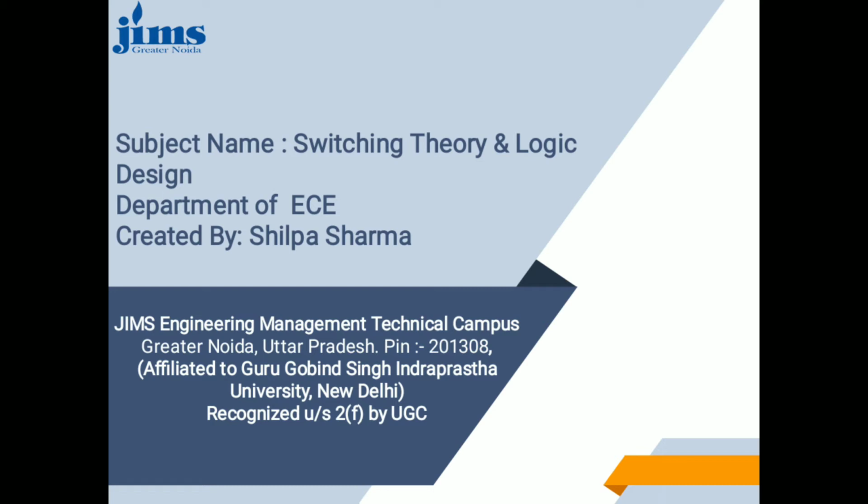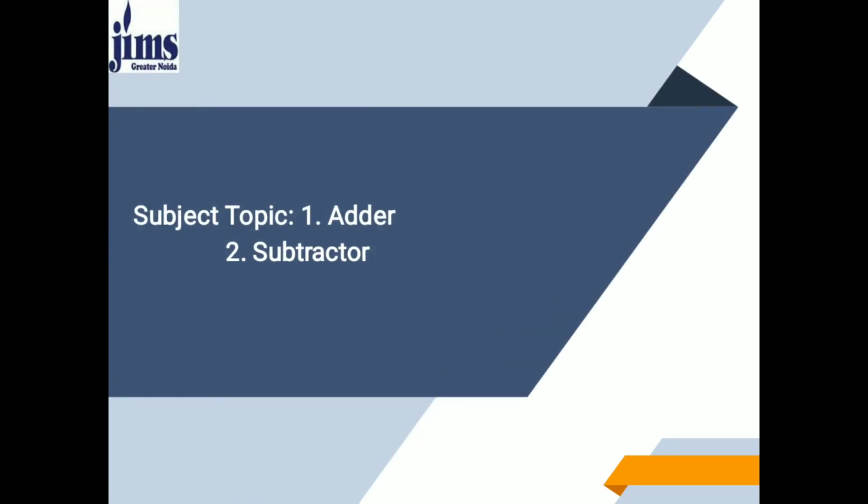In the series of switching theory and logic design, I'll discuss the adder and subtractor, which are combinational circuits. As you know, adders are used to add numbers and subtractors are used to subtract numbers. Which kind of numbers? It can be binary, hexadecimal, octal, any.